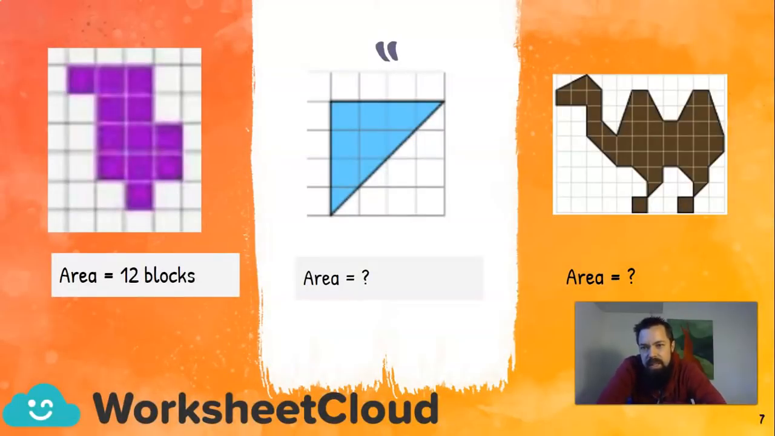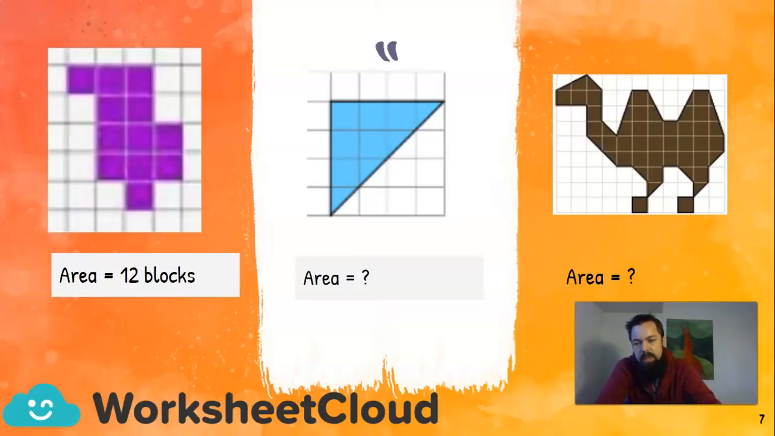So it doesn't have to be a nice easy shape. We can have something like the purple one on the left where we have to count them again. So the area is 1, 2, 3, 4, 5, 6, 7, 8, 9, 10, 11, 12. So that one has the same area as the square that we looked at on the previous slide.